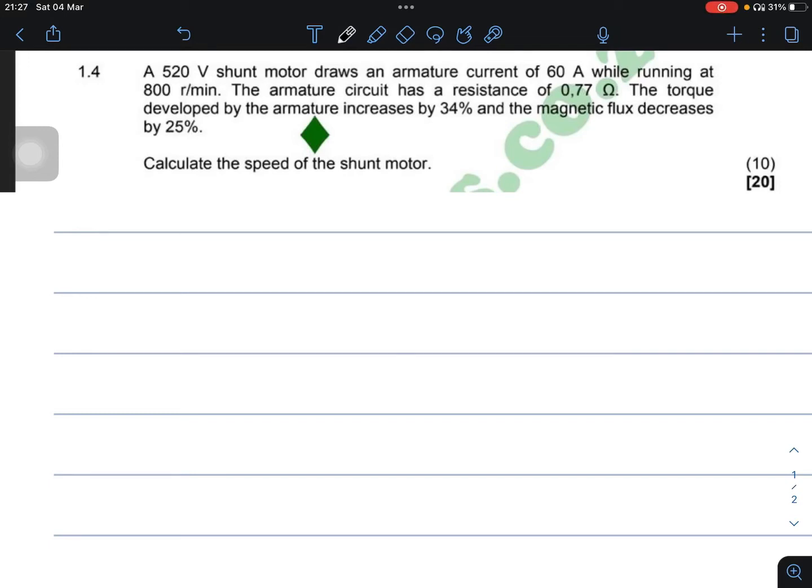Today I'm doing corrections for my students that I'm tutoring at college. These questions are homework questions that I gave them.